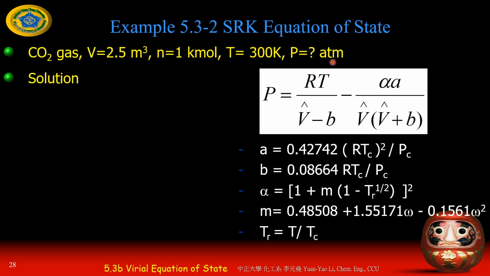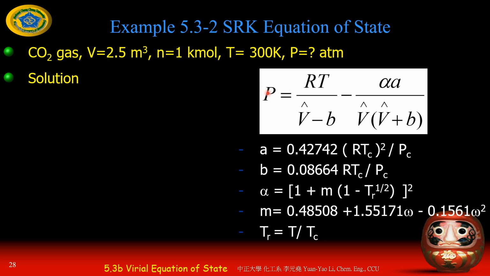Easy, right? If this is the SRK equation of state, and I tell you the volume and the moles, you can get the specific volume. I give you the temperature, so you can get the answer of this, this, and this. This is constant. Alpha, you can get this. And M, you can check from the table. For carbon dioxide, you can get omega. So these are all constants. The important thing is you have temperature and volume, so you can get pressure.